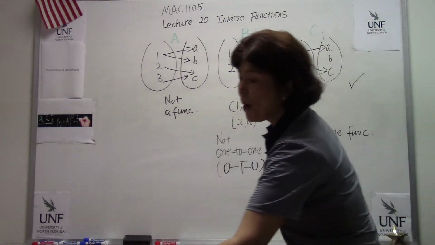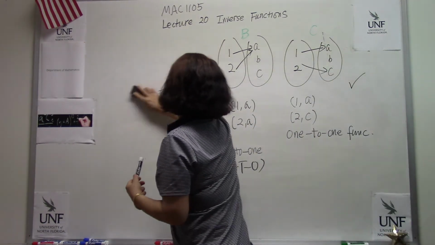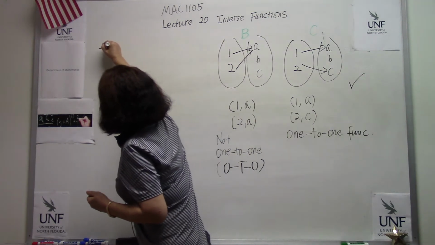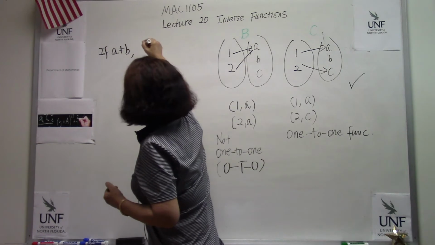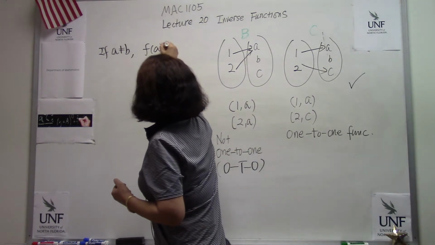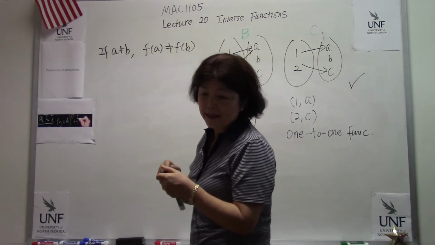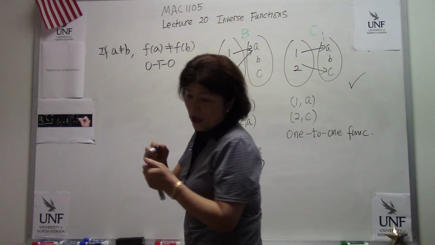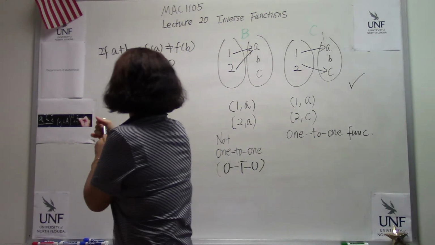Another, formal way of writing this is that if a and b are different, then f of a and f of b are different also. That is another way of saying this function f is one-to-one. Okay, so let's look at example 1.